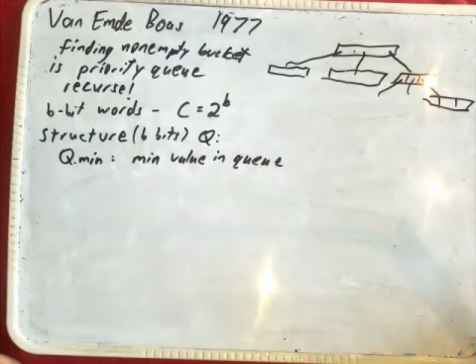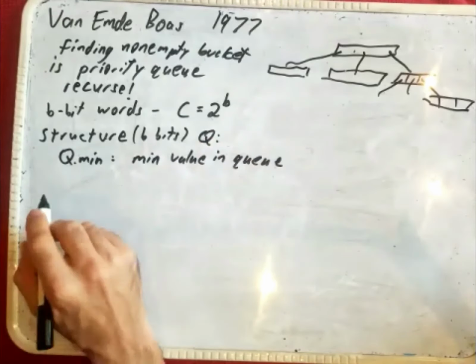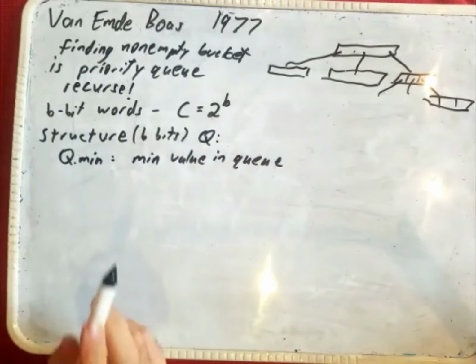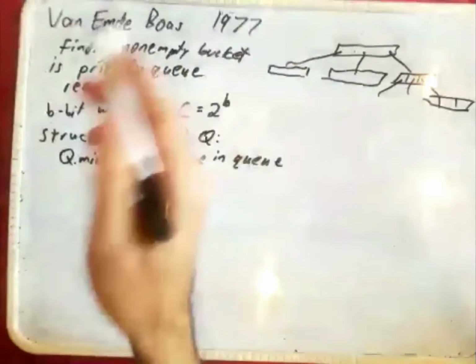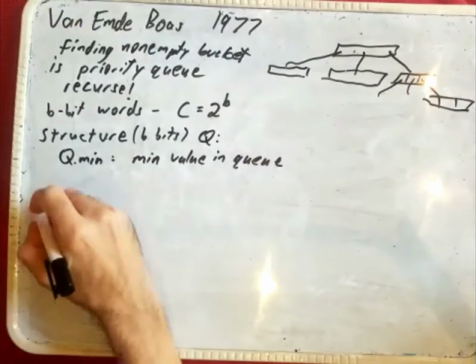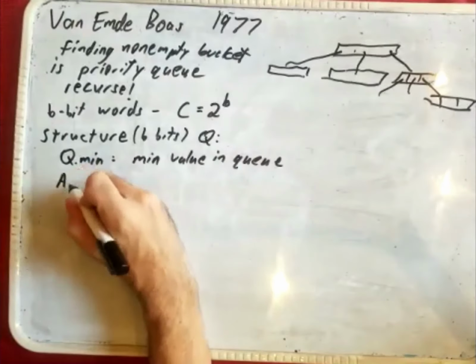And oddly enough, this is a critical idea in the Van Emde Boas queue. We've talked before about how you can always keep your finger on the minimum, but here it's actually critical that the minimum not be in the rest of the data structure.